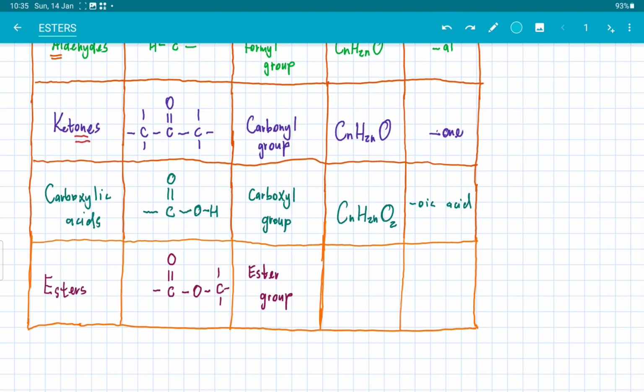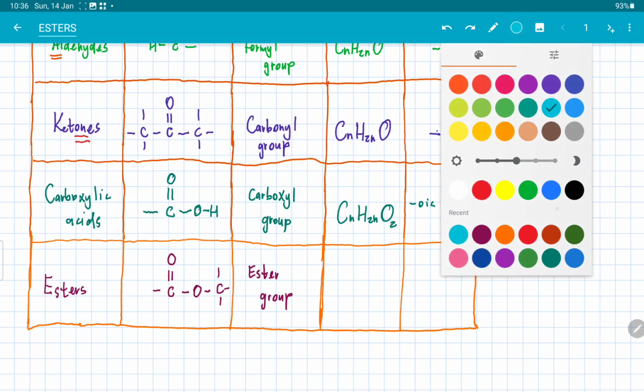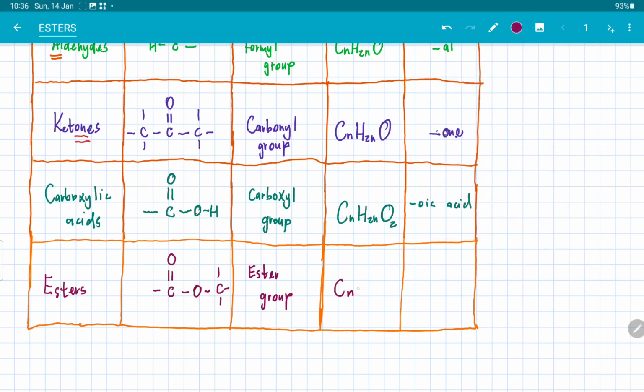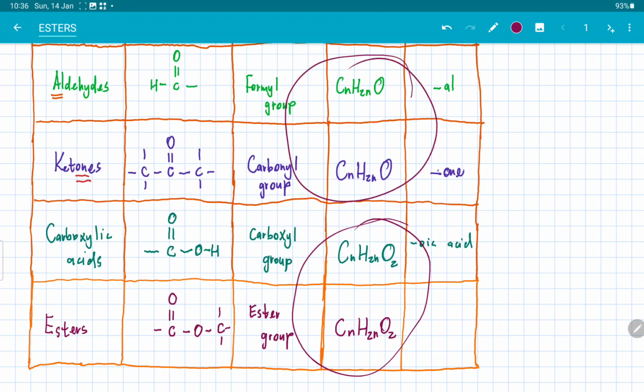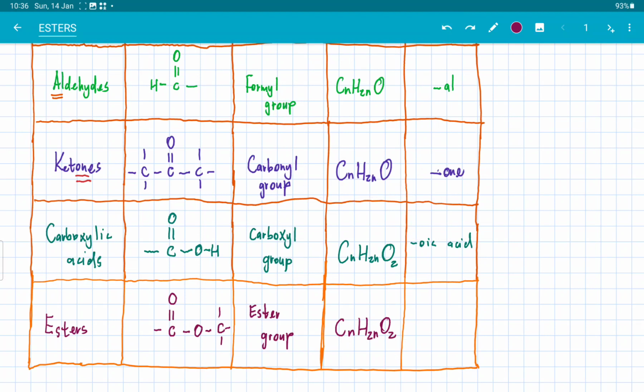Okay, so the general formula of esters is CnH2nO2. If you notice, carboxylic acids and esters have the same general formula, and also aldehydes and ketones have the same general formula. That's going to be key when you explain structural isomers, which I hope we do.